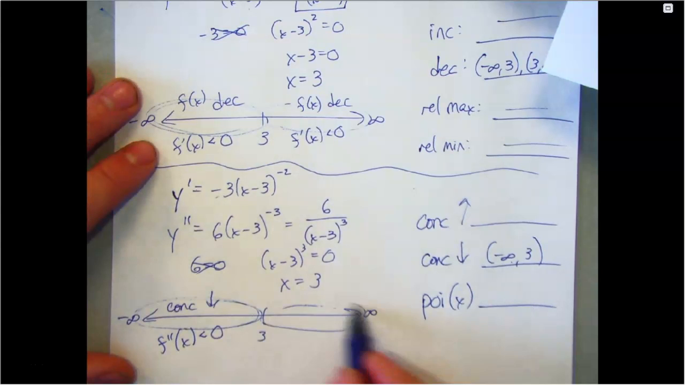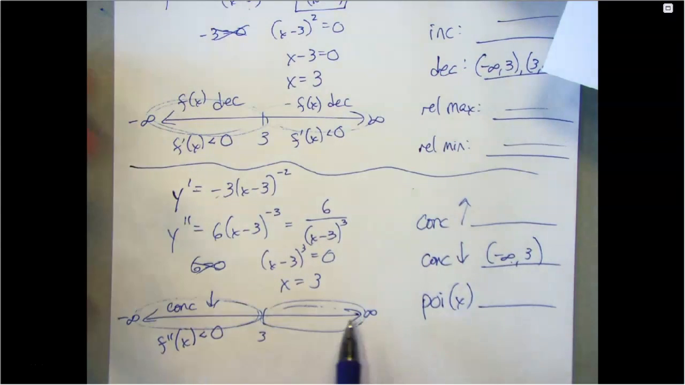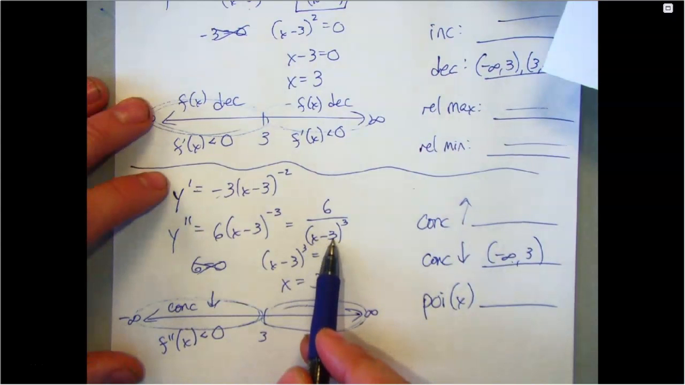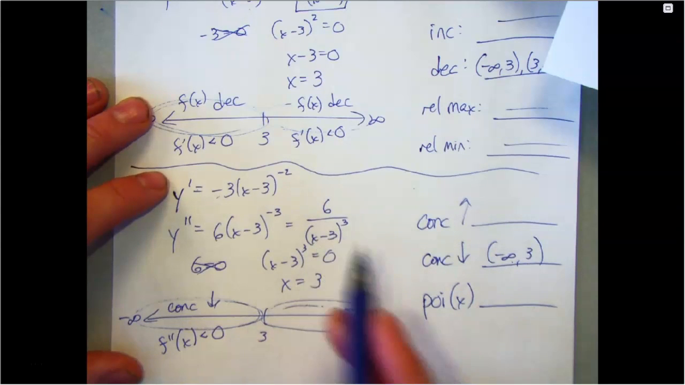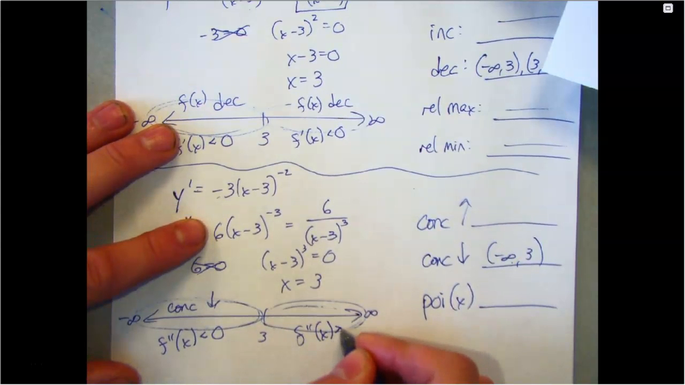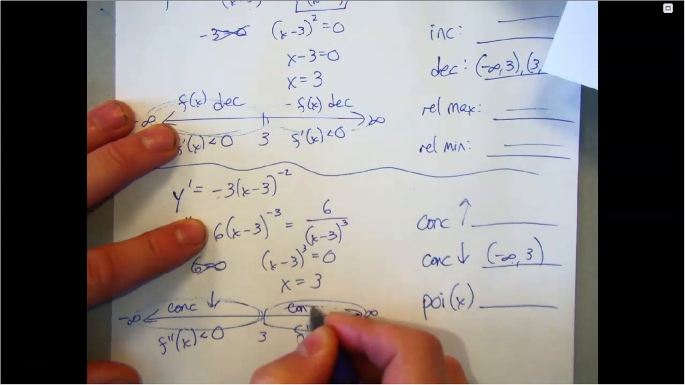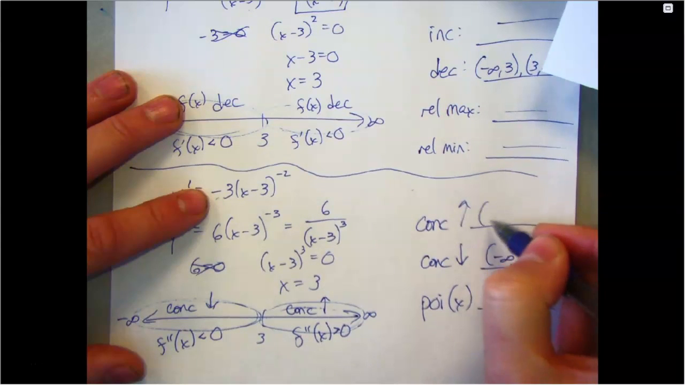Pick a point from the section from 3 to infinity, let's say 10. 10 minus 3 is a positive number. A positive number cubed is still a positive number. A positive divided by a positive is still a positive number. So the second derivative is greater than 0, which means f of x is concave up.